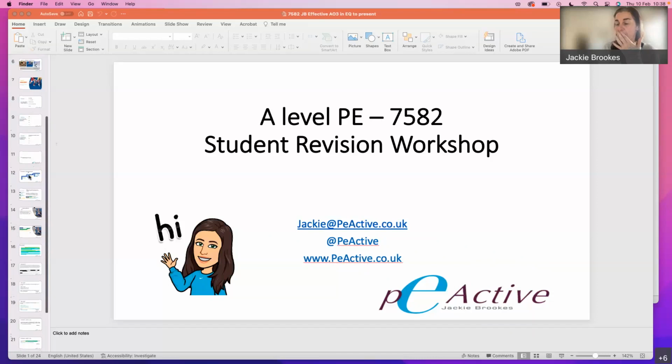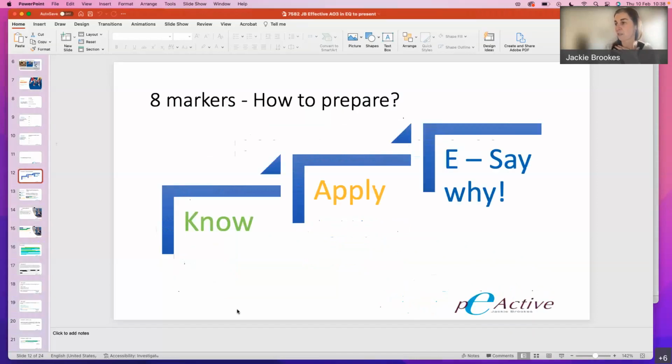One of the things I'd talked about specifically in the extended questions was using this approach of know, apply, say why. And that very much applies to the 15 markers, although there'll now be more for them to write in the nature of the question. Just a quick recap on that.